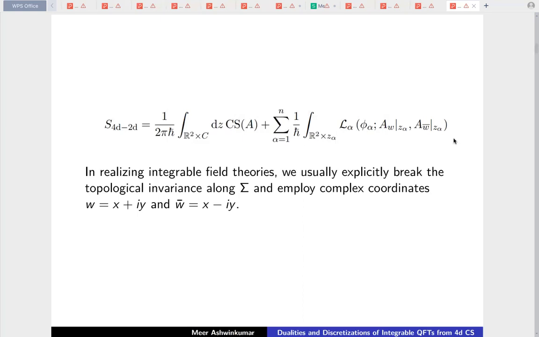And what we usually do when considering integrable field theories is we explicitly break the topological invariance along the surface sigma. And this is different from the lattice model situation.